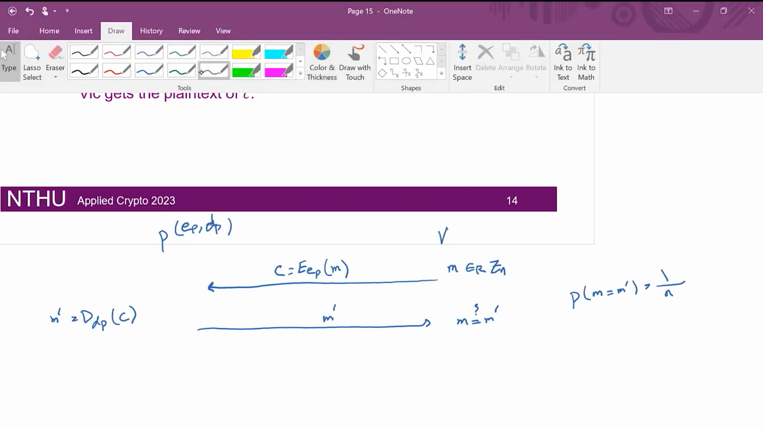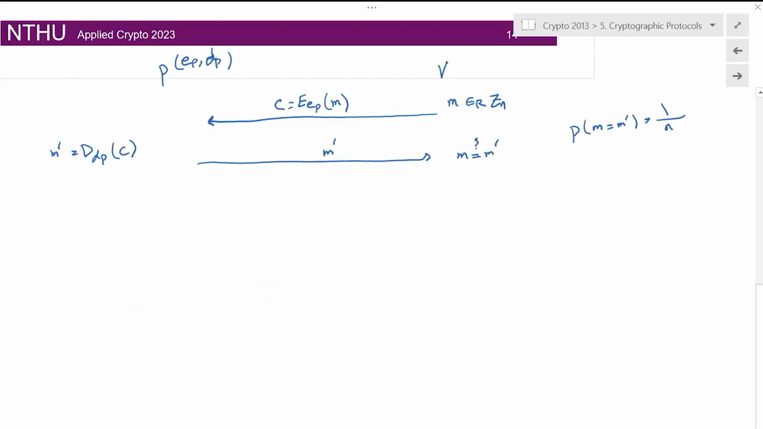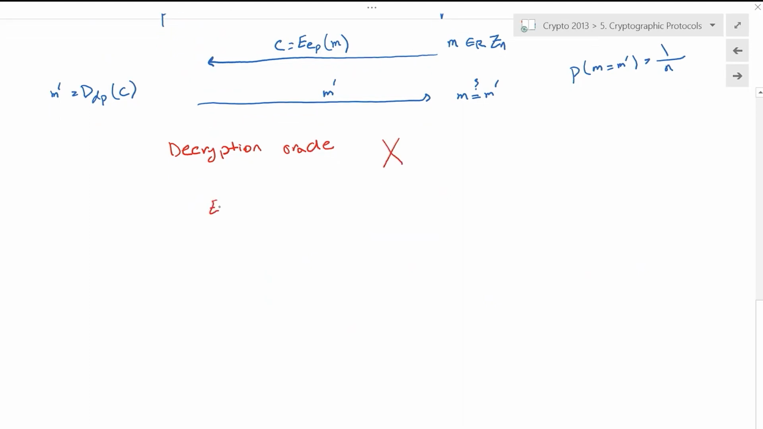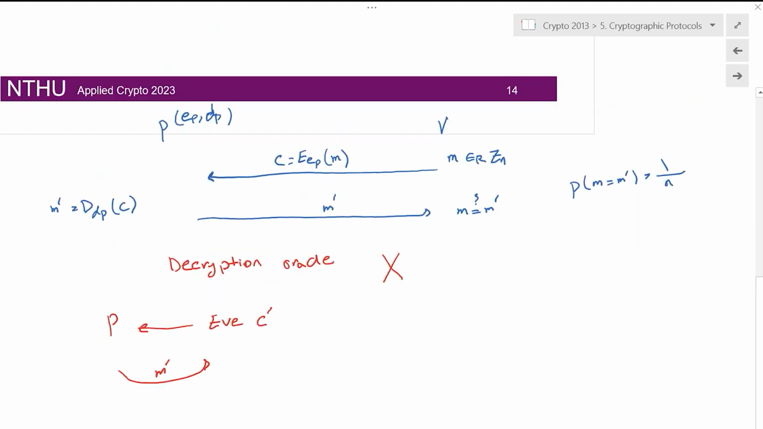What we are doing here is basically providing a decryption oracle. This is not a good idea, because Eve can take any ciphertext C prime that she wants decrypted, play with the prover, and get the prover to decrypt it and send the corresponding message to Eve. So what we are doing is turning the prover into a decryption oracle.